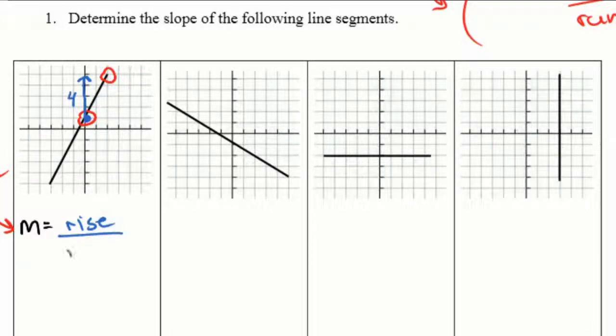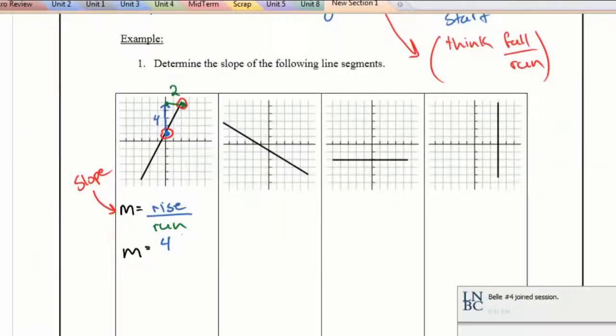And then my run is going from left to right. How far do I have to go from here to get across to here? So it looks like I'm going over 2 units. So if I were to write my slope, I'd have m is equal to my rise, which was 4, and my run, which was 2.